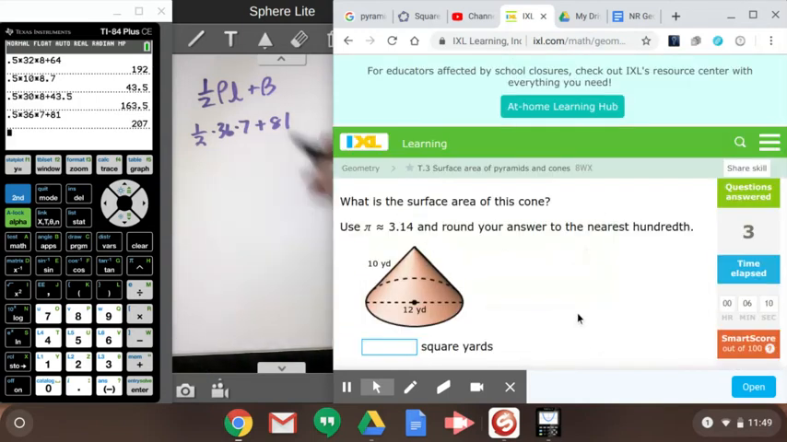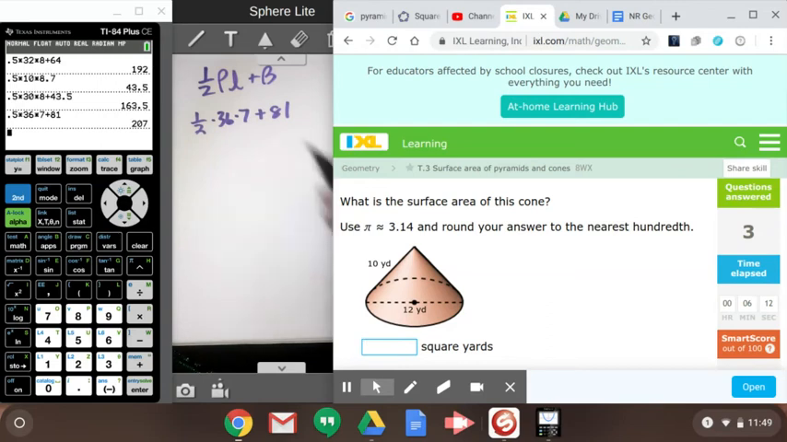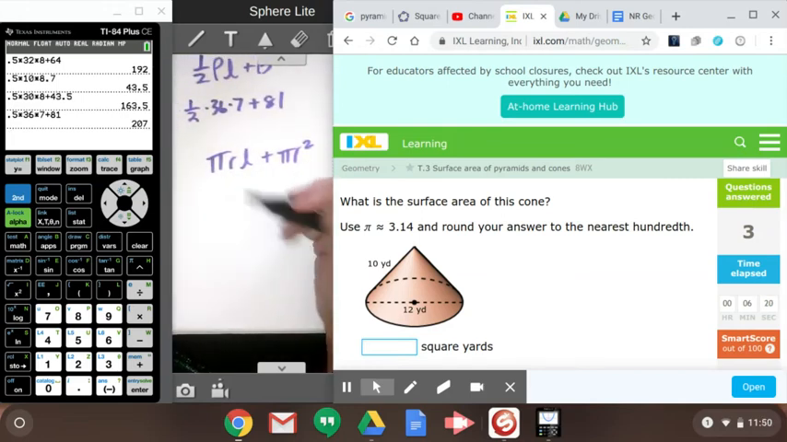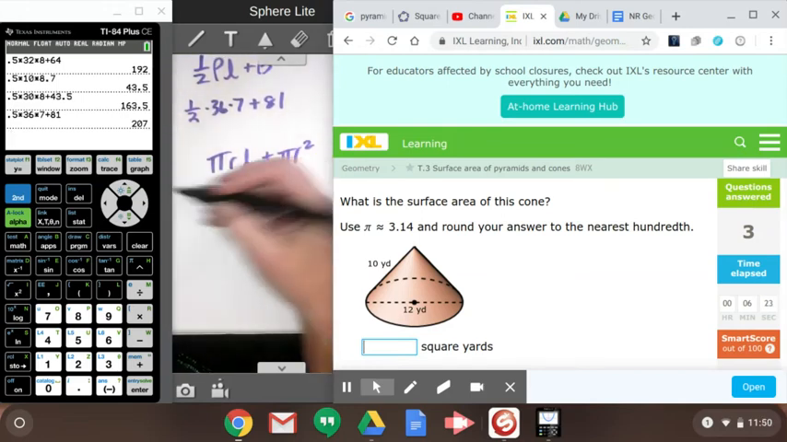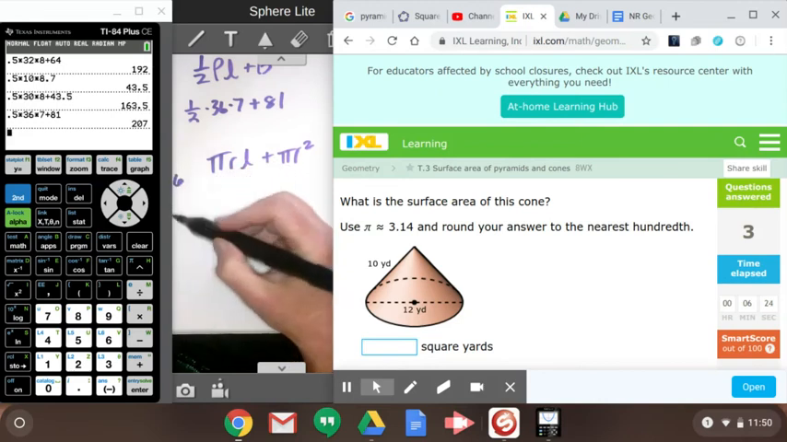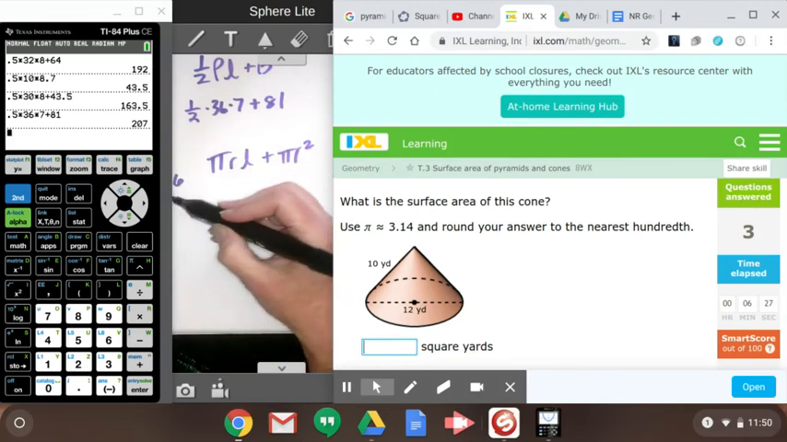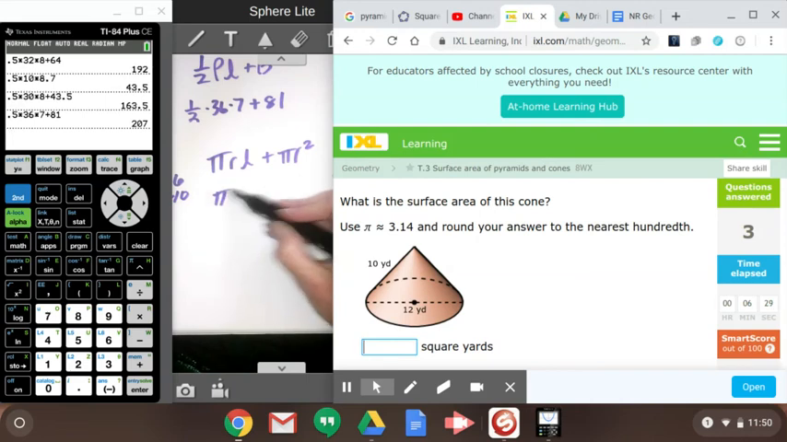Fantastic. Oh, here we go. So we want to do a cone. And so the cone formula is pi r l plus pi r squared. So for this one, we have a diameter of 12, so make sure you divide 12 by 2. The radius is actually 6. They gave us the slant height, nice, which is 10. So we're going to do pi times radius 6 times slant height 10, plus pi times radius 6 squared.